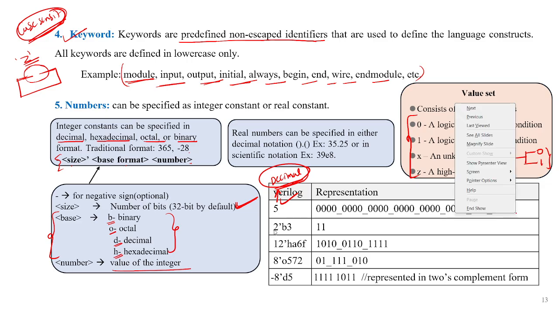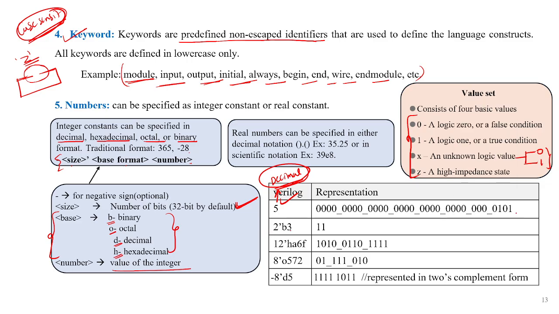Suppose 2 tick binary 3 is there. Internally it will be stored in binary only. This is 2 bits in size, so the binary representation for 3 is 11. Like this it will store. Next, 2 tick hexadecimal A6F. A in hexadecimal is 1010, 6 is 0110, and F is 1111. Like this it will store.